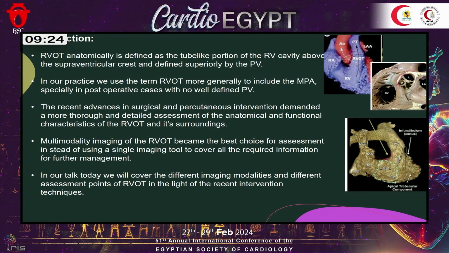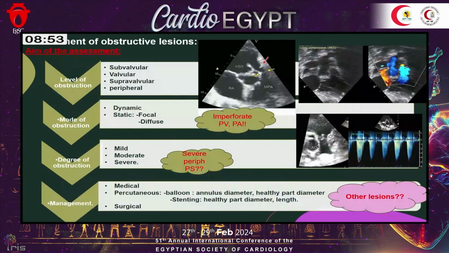The recent advances in surgical and percutaneous intervention demanded a more thorough and detailed assessment of the anatomical and functional characteristics of the RVOT and its surroundings. Multimodality imaging of the RVOT became the best choice for assessment instead of using a single imaging tool to cover all required information for further management. In our talk today, we will cover the different imaging modalities and different assessment points of RVOT in the light of the recent intervention techniques.